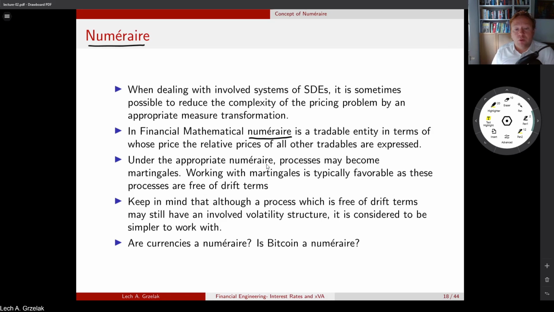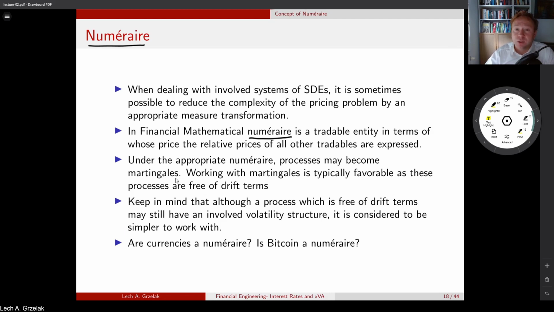Under the appropriate Numeraire, the process may become a martingale. And this is something which connects measures, Numeraires, and processes, because we typically like to work with martingales, since a martingale is a process which does not have a drift. As we have already seen before, processes without drift are typically easier to deal with than processes with drift, especially if you have stocks and stochastic interest rates.